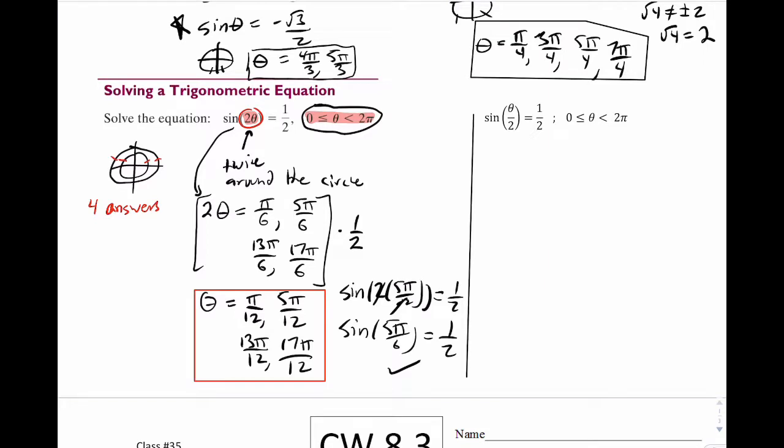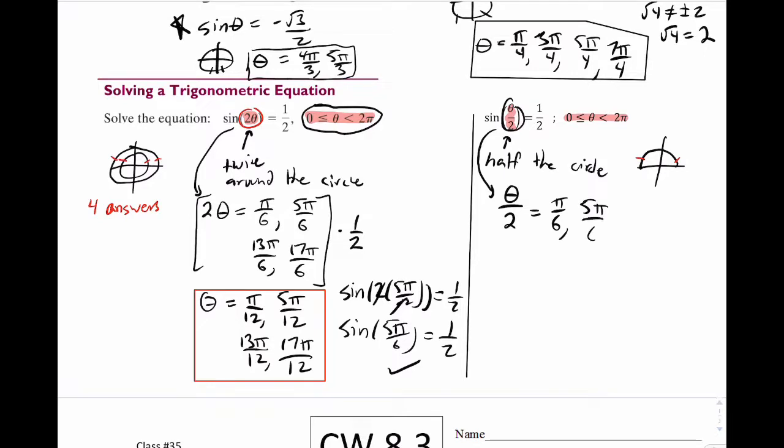So remember the 2 theta meant twice around the circle? So theta over 2, again, let's highlight this and this. Theta over 2 must mean half the circle. So to start, we're going to draw half a circle. Let's mark where sine hits a half, so that's going to be right here and here. And the process is the exact same thing. We're going to first focus on what's actually in the function. We're going to solve for theta over 2, and that is equal to the 2 answers we just found, which would be pi over 6 and 5 pi over 6.